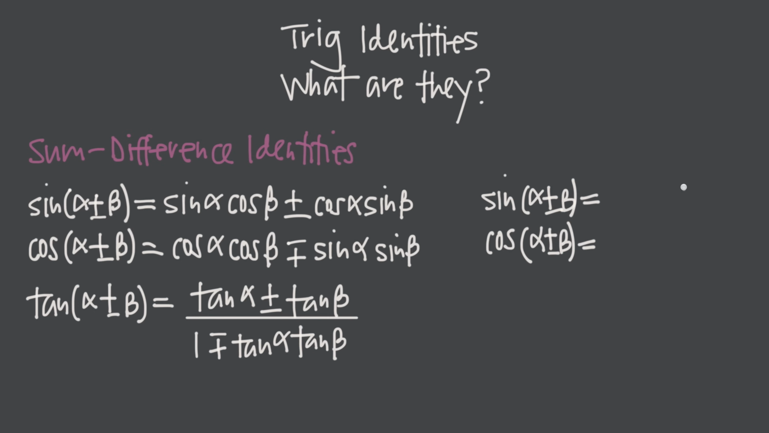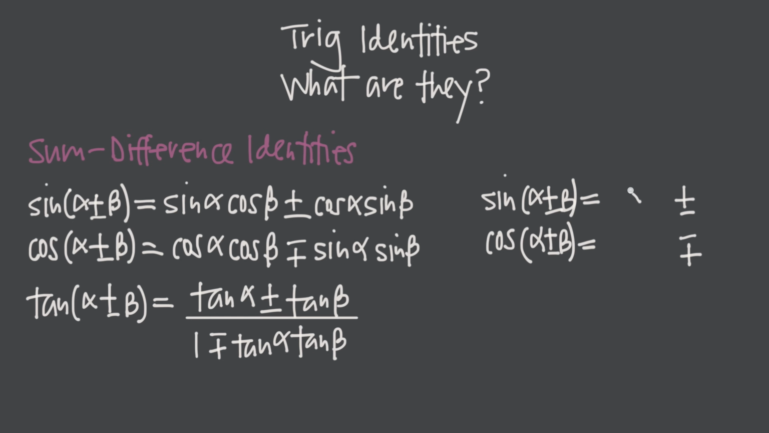Because I have plus minus here, I'm going to have plus minus here. So the sign is the same with the sine function. And then I remember that cosine is opposite that. It's different. So I say minus plus because I have plus minus. So it's the opposite. So I think sine, same, and I build that out.